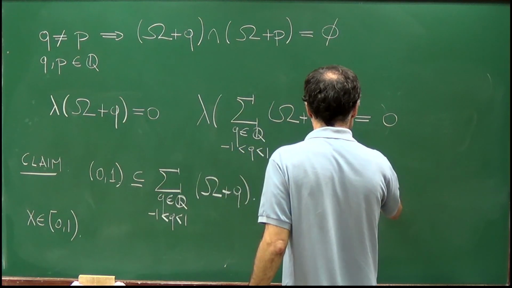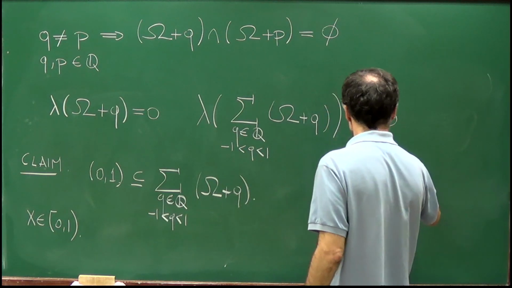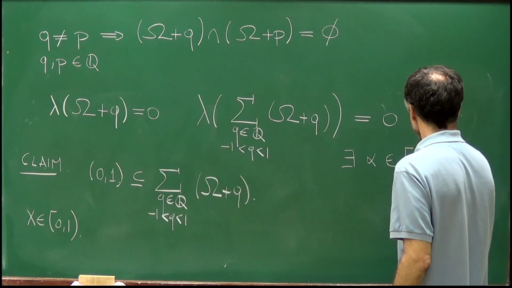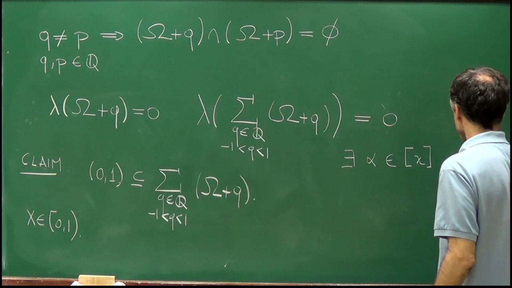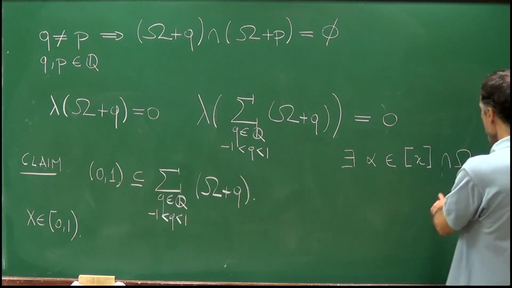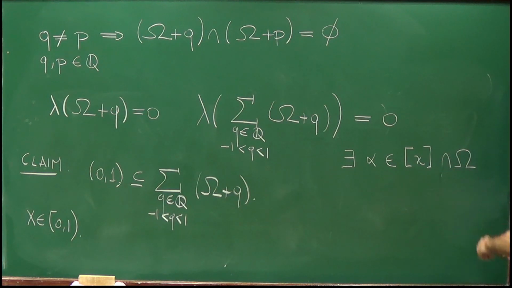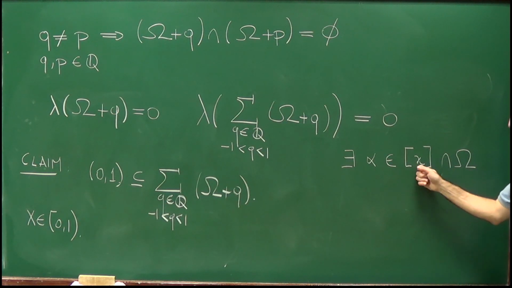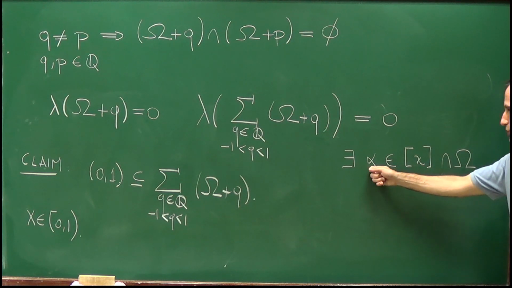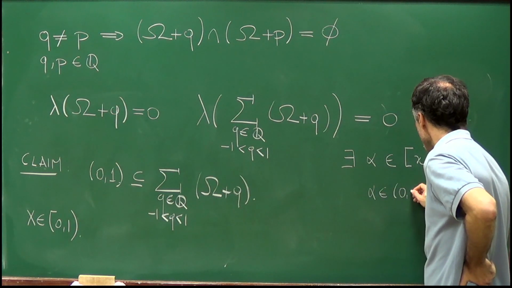I know that there exists a point alpha in the equivalence class of x which also belongs to the set omega. And remember that in the construction of the set omega, we chose one representative of each equivalence class, and we chose this point in [0, 1]. So alpha also belongs to [0, 1].